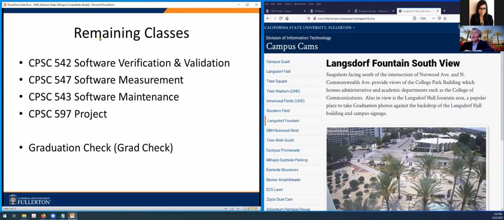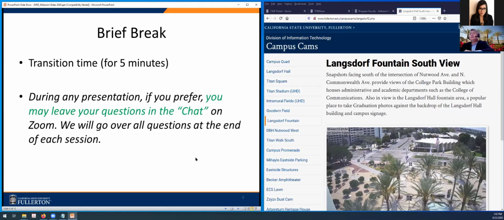So these are the remaining classes of yours: software verification and validation, software measurement, and software maintenance, and the project course. And importantly, you should complete a graduation check, which is called the grad check on the campus. So we will explain this soon.